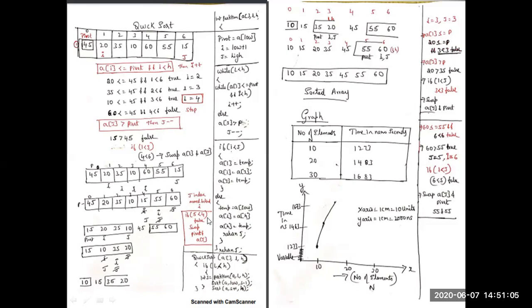Then what do you need to do? Swap your A of j index with the pivot element. So next 15 and 45 will be swapped. So whenever you partition, the pivot element 45 is placed at the right position. So the elements towards the left, whatever they are, will be lesser than the pivot element. Okay? 10, 35, 20, 15, all are less than that pivot element. And all the elements towards the right will be greater than the pivot element. That's it.